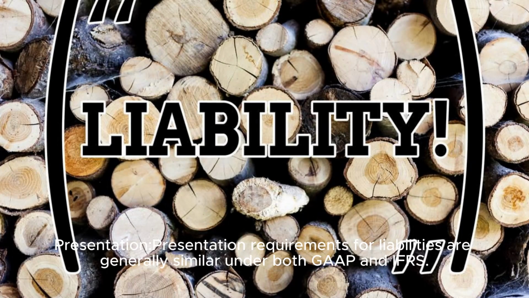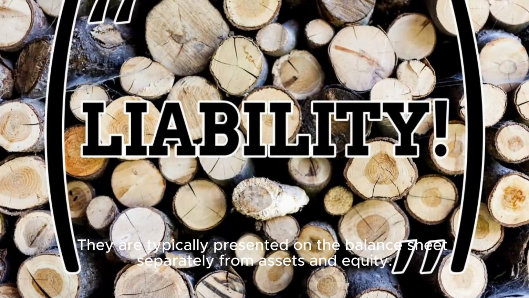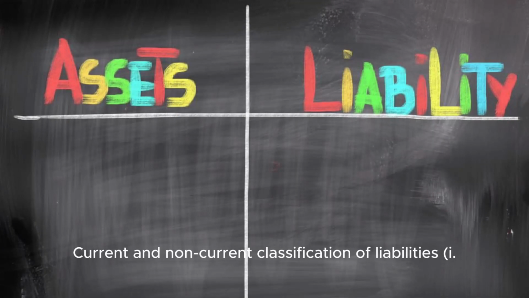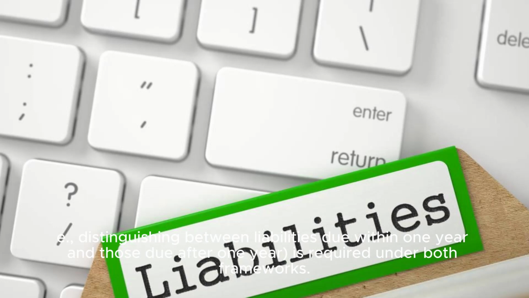Presentation requirements for liabilities are generally similar under both GAAP and IFRS. They are typically presented on the balance sheet separately from assets and equity. Current and non-current classification of liabilities, i.e., distinguishing between liabilities due within 1 year and those due after 1 year, is required under both frameworks.